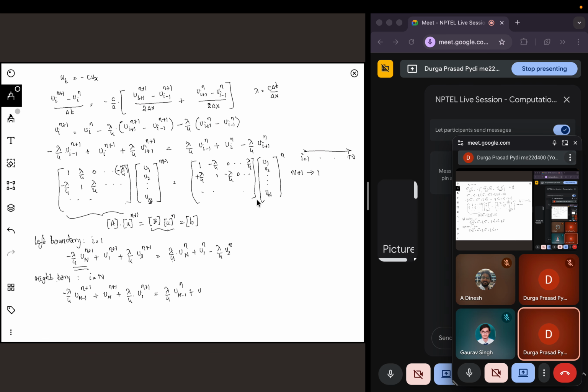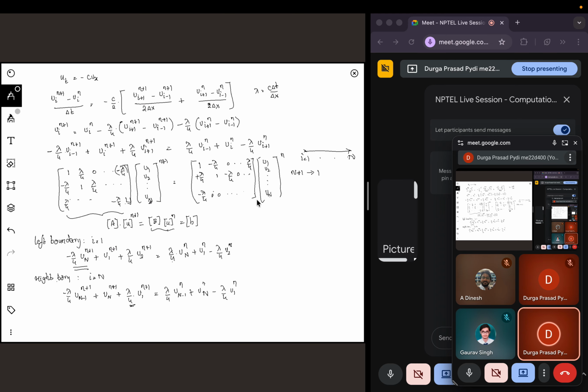Plus u1, u1 minus lambda by 4 u1 n. So at the right boundary, what happens is now this will be 1, this will be minus lambda by 4, and now we also have a contribution from the u1 term. So the first coefficient will be lambda by 4, and here it will be minus lambda by 4.